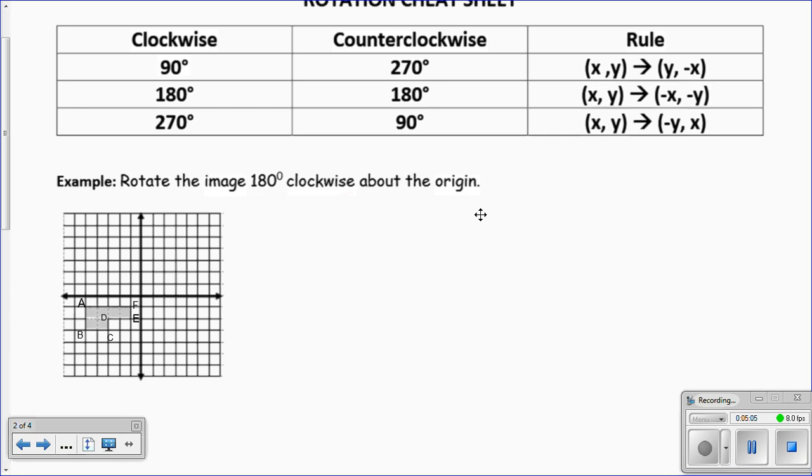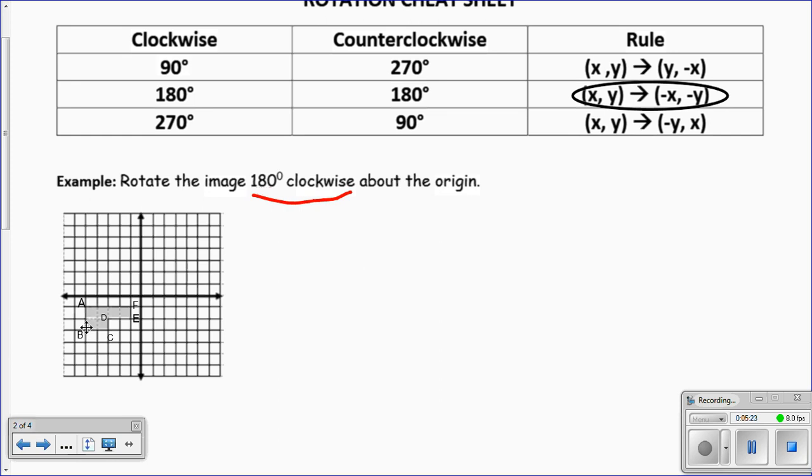So, example, rotate this 180 degrees clockwise. Well, if I look up in my handy dandy chart, 180 degrees clockwise means just change the sign. So we're going to use this rule. Alright, so that means I'm going to go ahead and record all of these points.